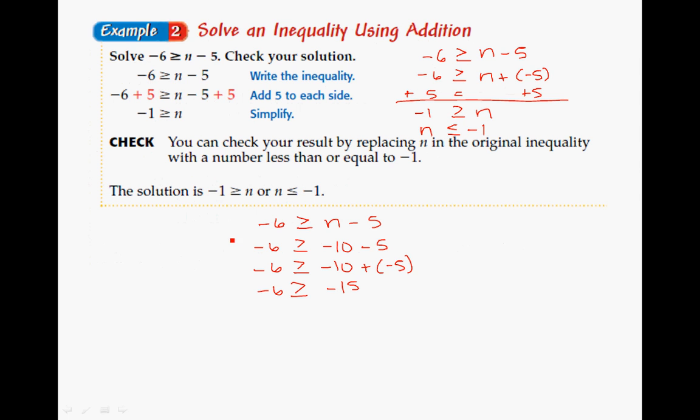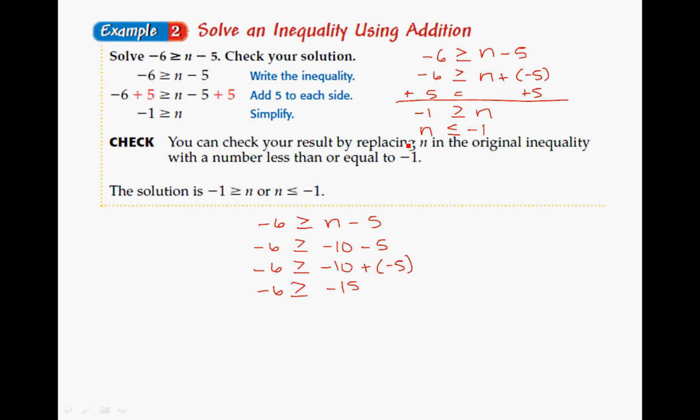All right, so let's take a look at using addition. They have it written over here as adding 5 to both sides, but I've gone over here, and just like we've been practicing our process, I use definition of subtraction to do n plus a negative 5, and then we're adding 5 to both sides to cancel out that negative. So we're left with negative 1 is greater than or equal to n.